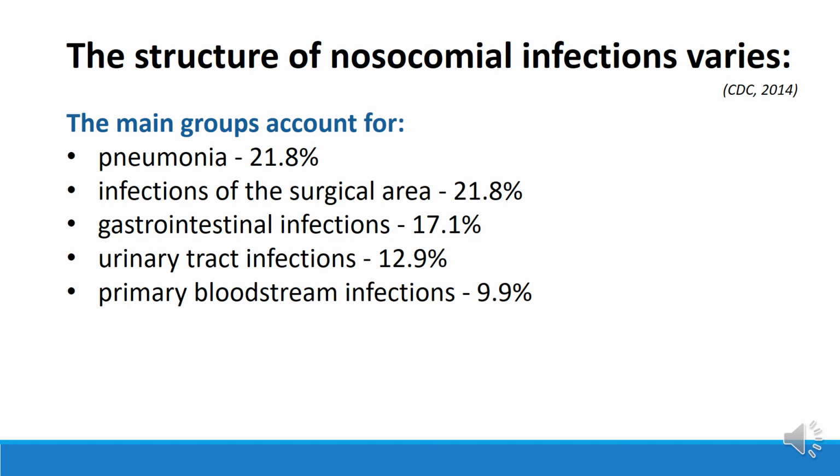If we look at the structure of nosocomial infection, we will see that pneumonia is 21%, infection of the surgical area 21%, gastrointestinal infections 17%, urinary tract infection 12%, and primary bloodstream infection 9%.